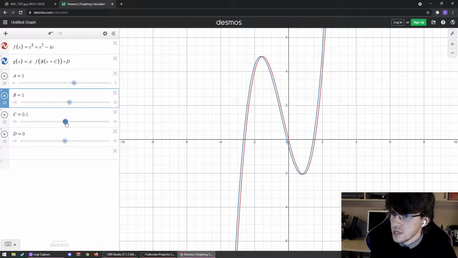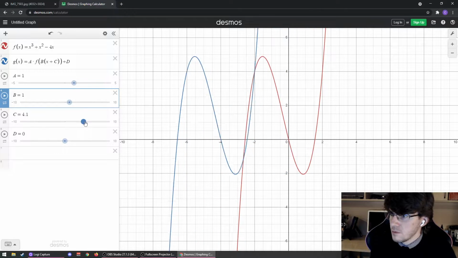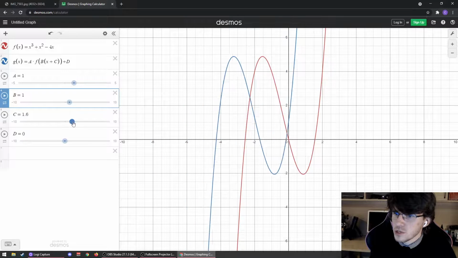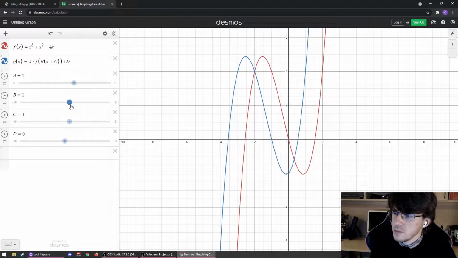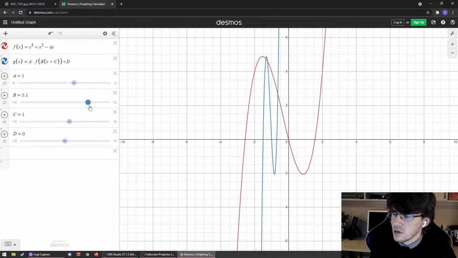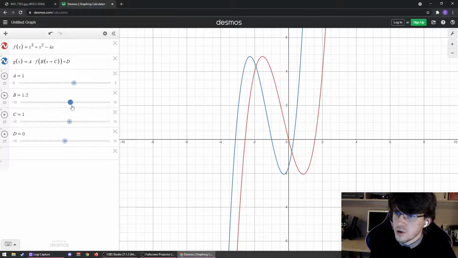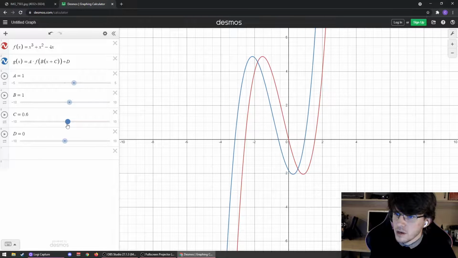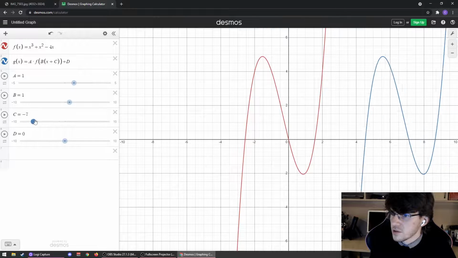Let's see what happens with C. If I move this to the right, oh, the graph goes left. So if you notice, C does the opposite of what you think, and actually the same thing happens with B. As I make B a bigger number, it squishes it. It makes it smaller. So we'll notice that with B and C, it does the opposite of what you're thinking right away. And again, if I move it left, it goes right.